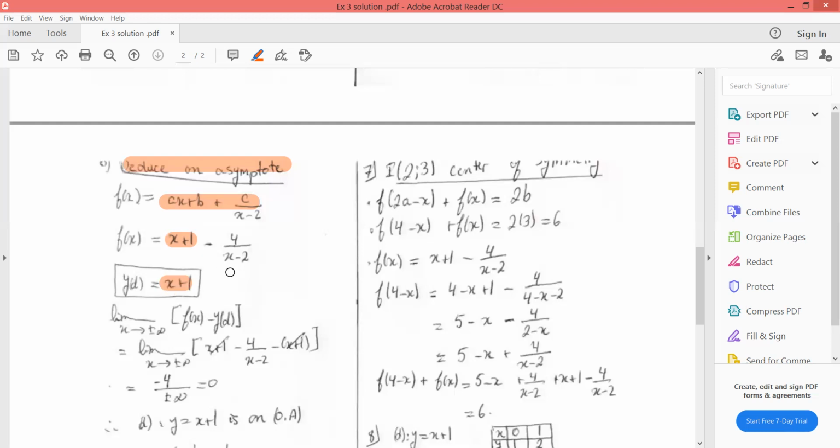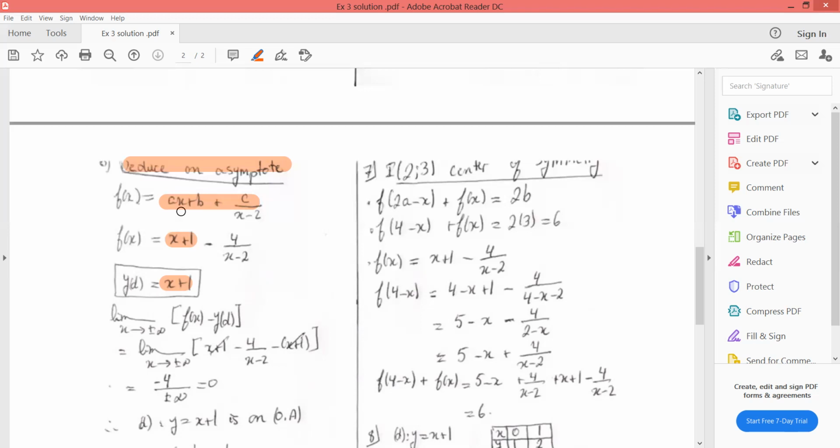Always, whenever we write f of x in the form ax plus b plus c over x minus 2, this ax plus b is always the oblique asymptote.